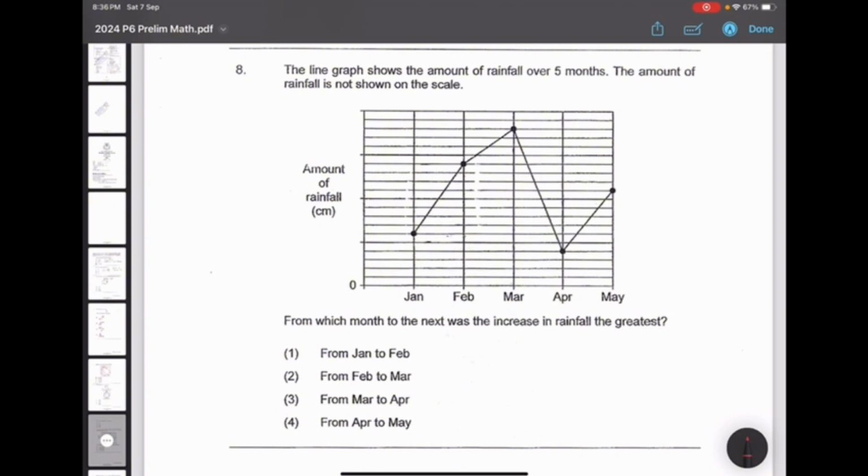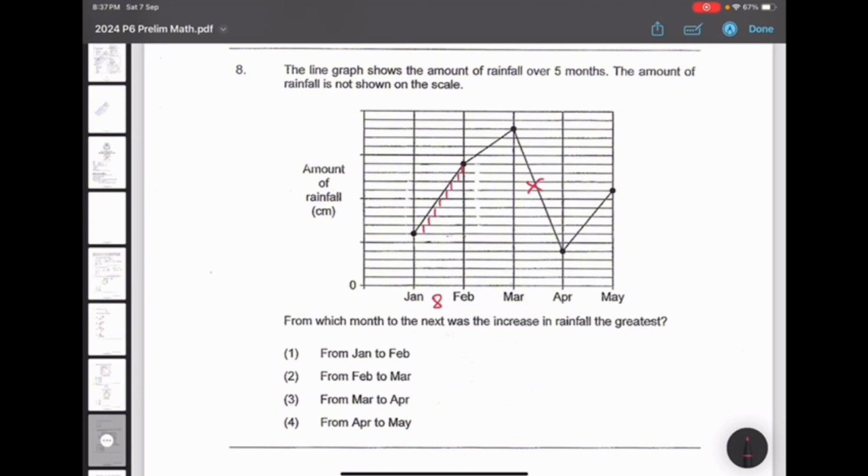Alright, first things first, I want to cancel out March to April. Why? Because it's not an increase, it is a decrease. The rest of them are increasing. So let's look at January to February first. Let's count the number of increments they have from these 2 months. Alright, we have 1, 2, 3, 4, 5, 6, 7, and 8. So between January and February, we have 8.